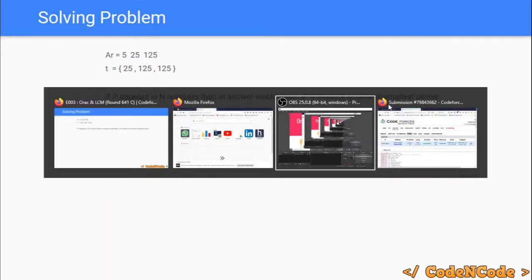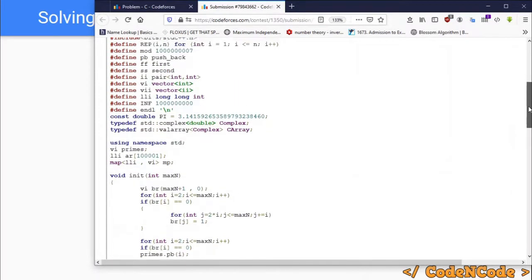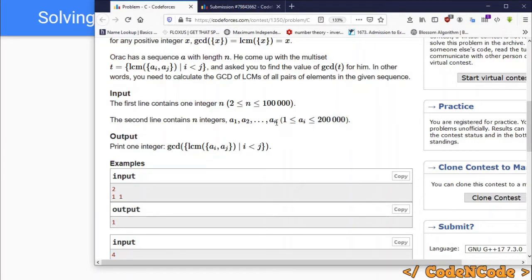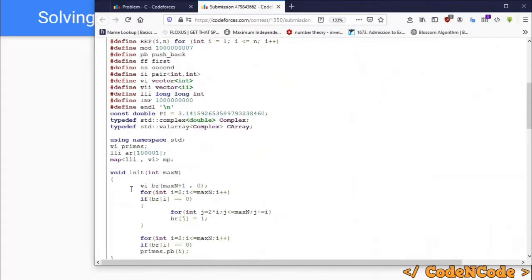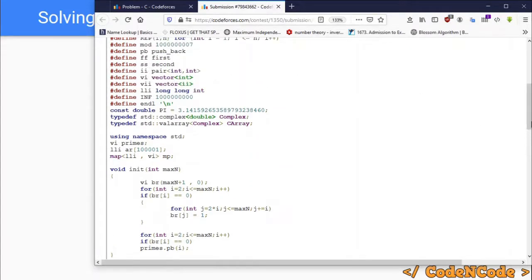Now if I show you the code to make things clear, one important thing, I'll be using pb, which is pushback. This is a function used to insert an element in the vector. So you see, primes is a vector of integer, so I'll be using it to store all of the primes up to 2 into 10 to the power 5, because in the input, integer a can be as large as 2 into 10 to the power 5. So I'm going to generate all of the prime numbers up to 2 into 10 to the power 5. Here vi is vector of int.